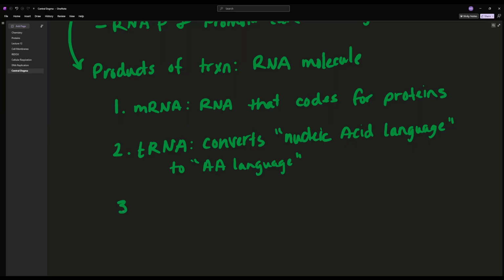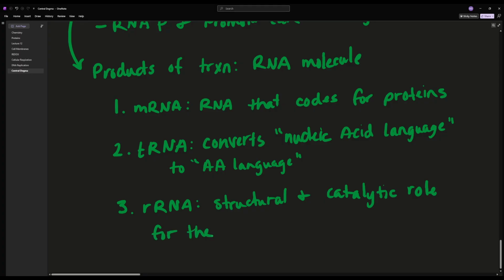Okay, the third one you do need to know is the rRNA, which are the ribosomal RNAs. These play both a structural and catalytic role for the ribosome. Okay, so all three of these are involved in translation, but in different capacities. The mRNA is what is directly translated. The tRNA is really the thing that's doing the translation. And the rRNA is what is catalyzing the translation, and forming the overall protein structure, or part of it.